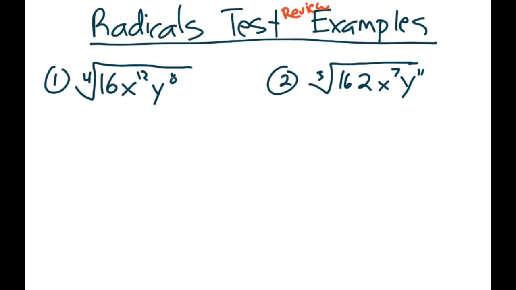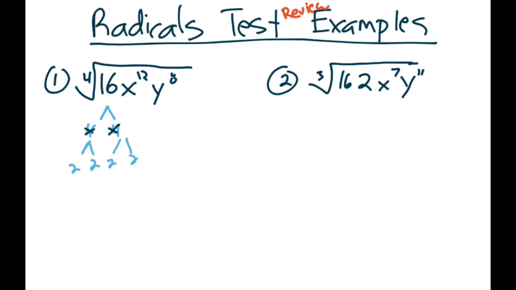All right, so here's some examples that are similar to the ones on your review for number 1 and 2 on the radicals. So first thing I'm going to do is factor tree. So I'm going to break down these numbers. So 16 we can break apart into 4 and 4. And then 4 we can break apart into 2 and 2 and 2 and 2.